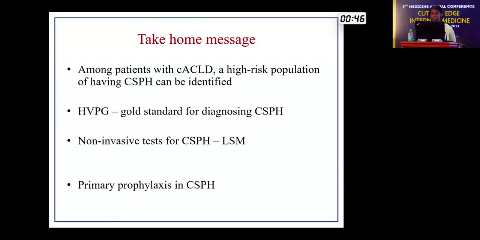Take-home message is finding this group called CACLD, finding CSPH in our OPD setup. HVPG, though, is the gold standard. Non-invasive tests help us in finding this group. Fibroscan and LSM help us in this. And we also looked a little bit at primary prophylaxis in CSPH and the role of beta blockers in patients with CSPH. Thank you.